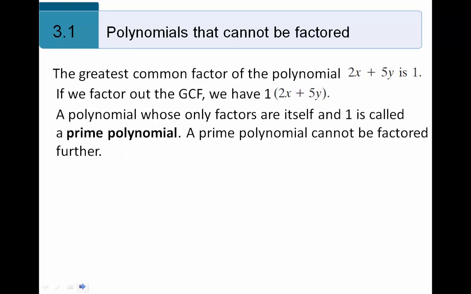Right, the greatest common factor of the polynomial 2x plus 5y is 1. So if we factored out the greatest common factor, we would have 1 multiplied by 2x plus 5y. A polynomial whose only factors are itself and 1 is called a prime polynomial. A prime polynomial cannot be factored any further.